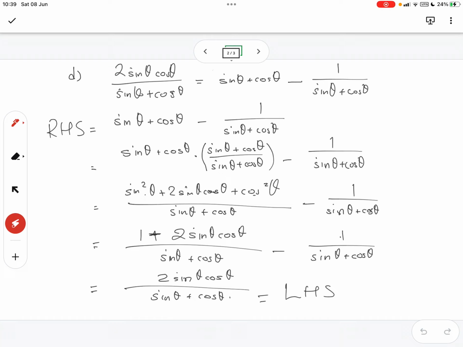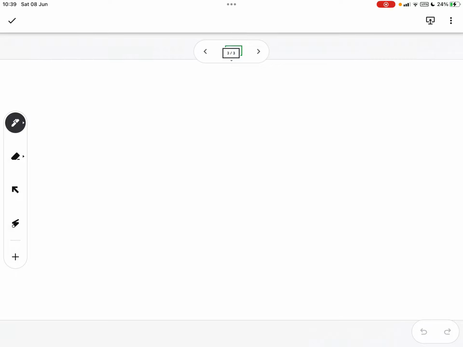Even though I know, because I've done it before, that this is a double angle identity, we're not allowed to use it because we are not there yet. And even if we used it, it wouldn't really do much for us because we don't have a double angle anyway here. So that's why we can do without the double angle identity.